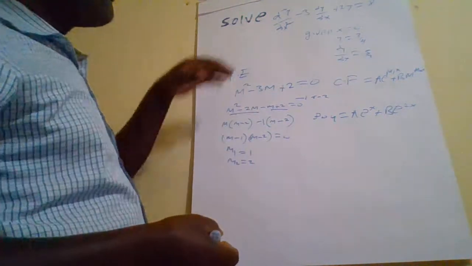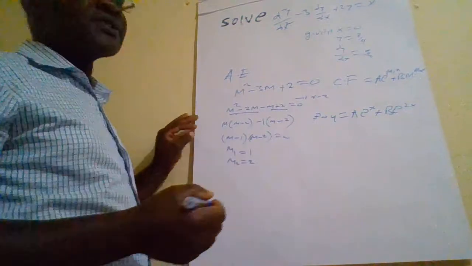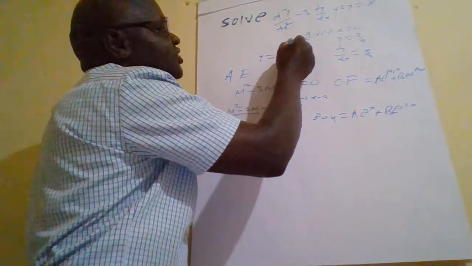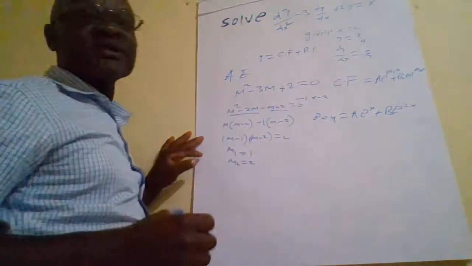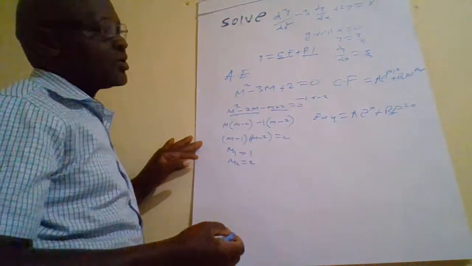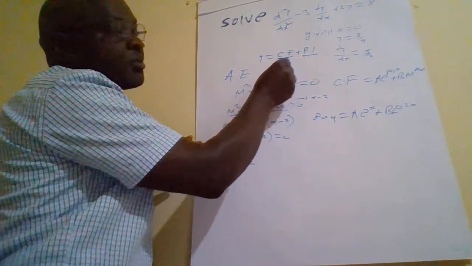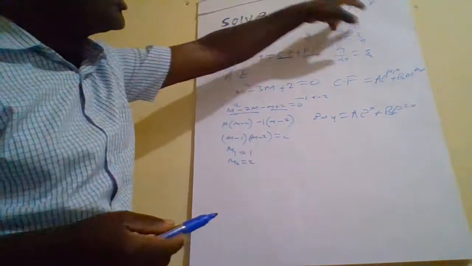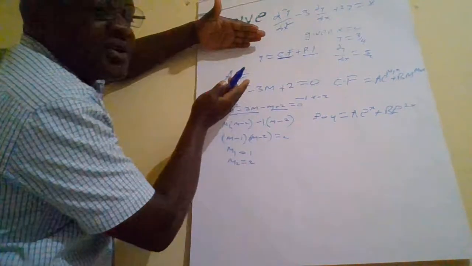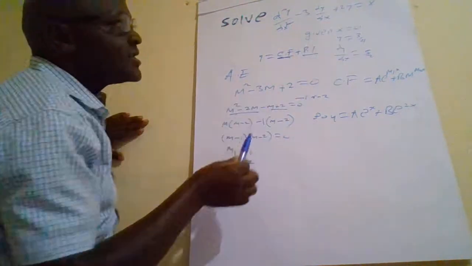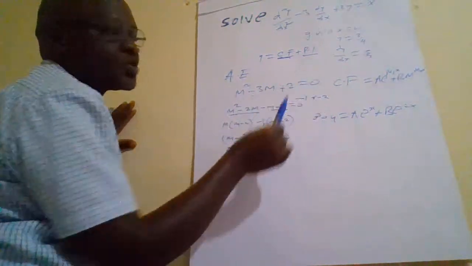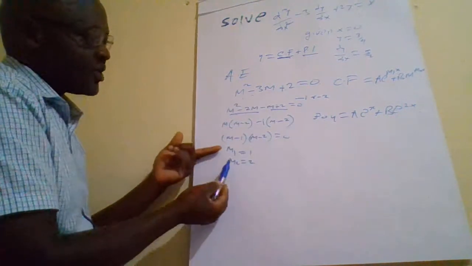And remember, the general solution is given by y equals complementary function plus particular integral. So we need to find the complementary function and also the particular integral. To get the complementary function, we let this equation equal 0, assuming there's no x squared, and then we take the auxiliary equation of this second order differential equation, which is m squared minus 3m plus 2 equals 0. From there we factorize and we have m1 and m2.